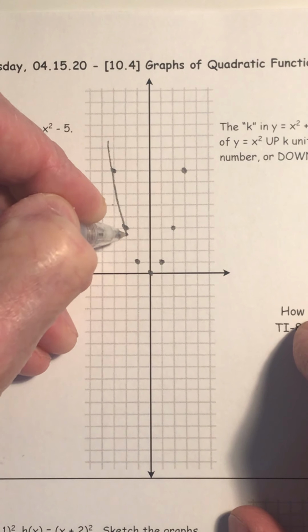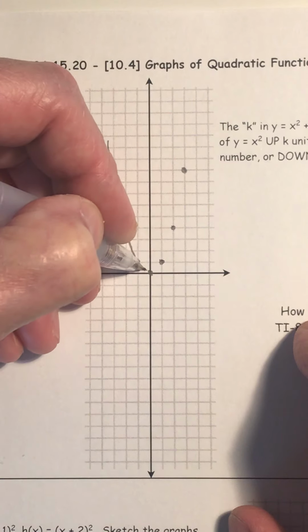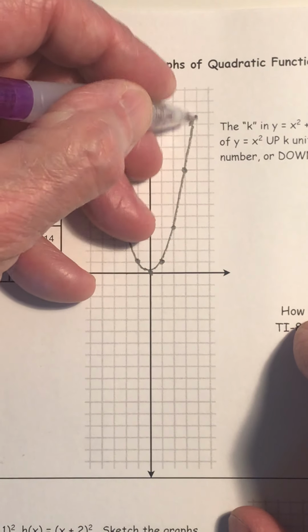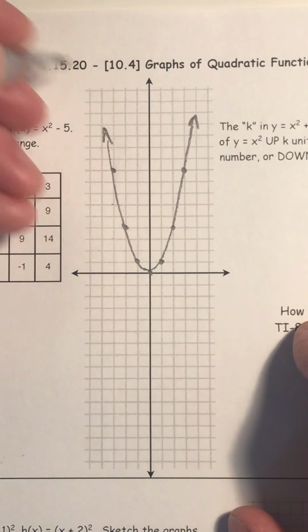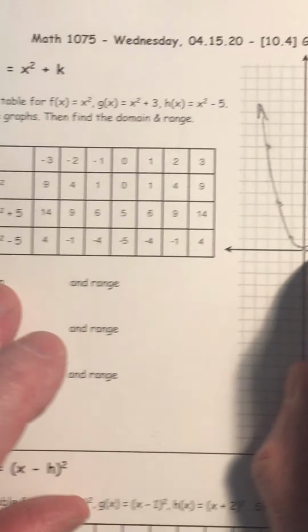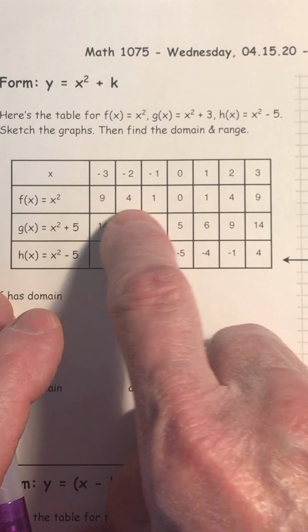So there's what that looks like, and I'm doing the best I can to make it look not like a letter V, but it's a parabola. The graphing calculator does a lovely job of drawing these. Your freehand, it's a little tricky. But there's the parabola representing f of x equals x squared.